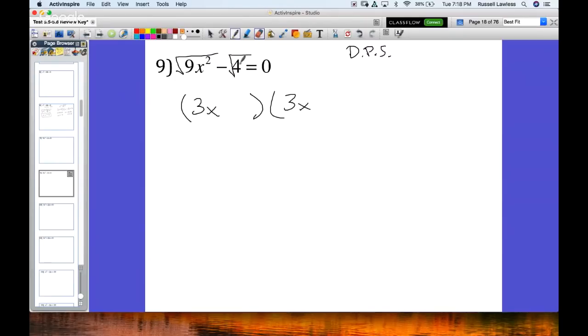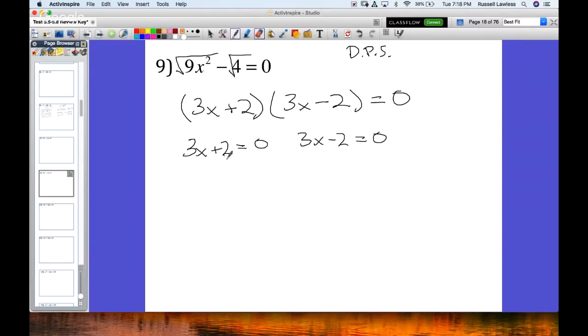If I square root the 4, that's going to give me a 2. Now, with the difference of perfect squares method, we know that a positive and negative goes in between these. And so what we're just going to do is set both of these equal to 0. So then that's going to be 3x plus 2 is equal to 0, and 3x minus 2 is equal to 0.